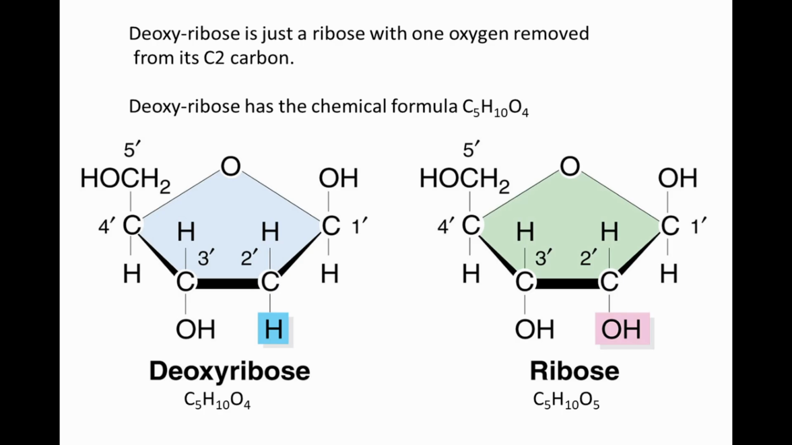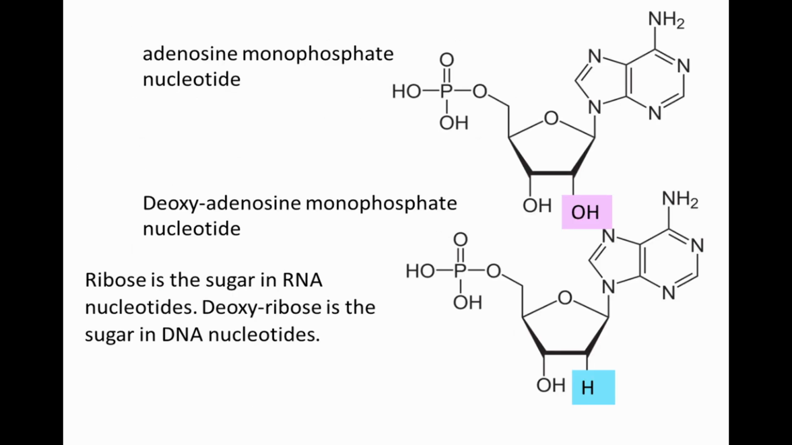Deoxyribose is just a ribose with 1 oxygen removed from its C3 carbon. Deoxyribose has the chemical formula C5H10O4. Ribose is the sugar in RNA nucleotides. Deoxyribose is the sugar in DNA nucleotides.